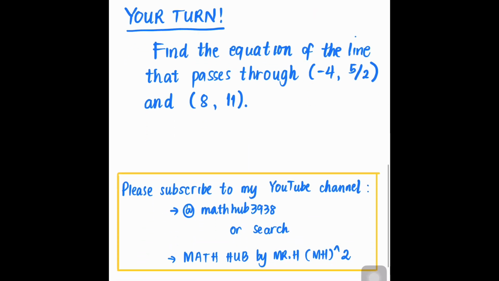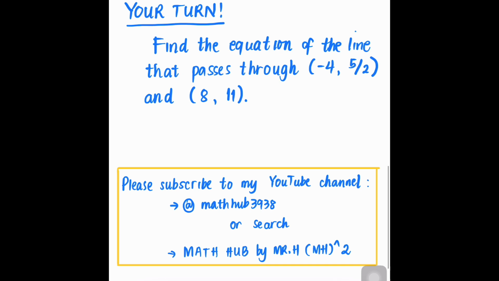Grab your pen and paper and answer this question. Find the equation of the line that passes through negative 4, 5 over 2 and 8, 11.